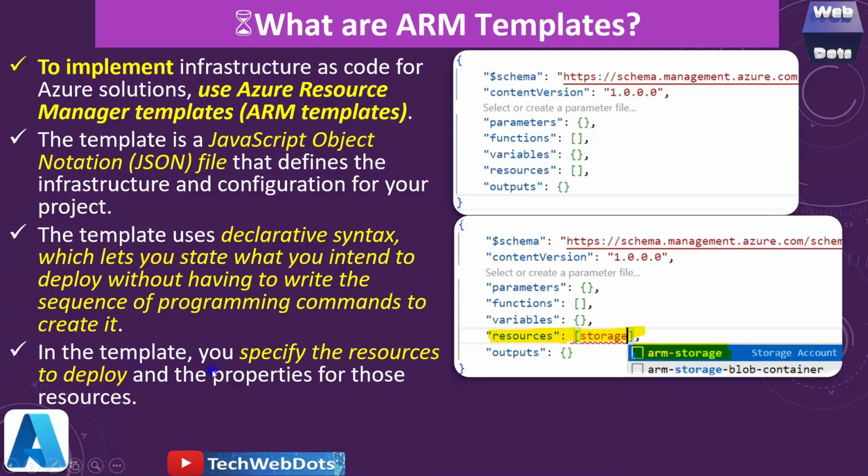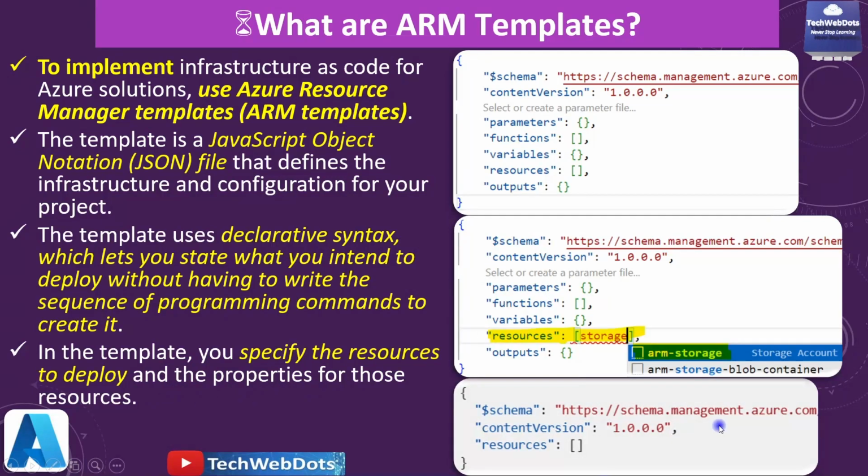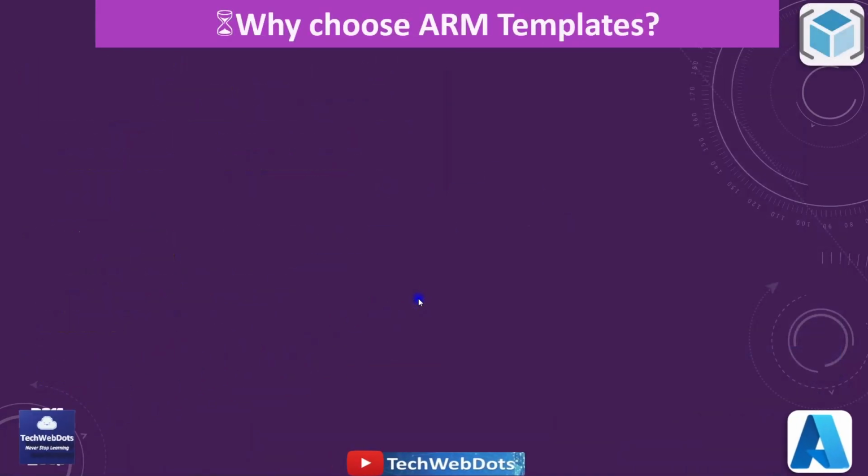So in the template, you specify the resources to deploy and the properties for those resources. Don't worry, I will share more examples in upcoming screens. But the major three things which should be there in the template are the schema, that is which schema version we are using, the content version, and the resources for which we are creating the template, right?